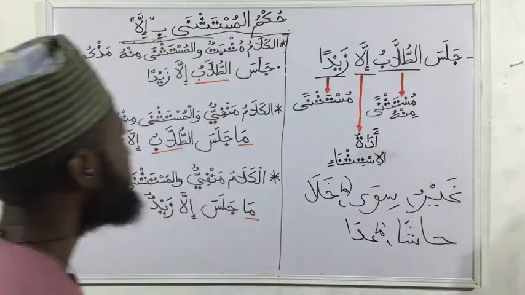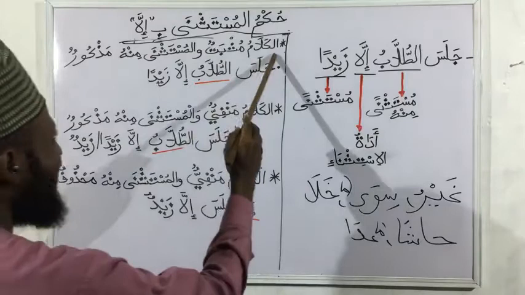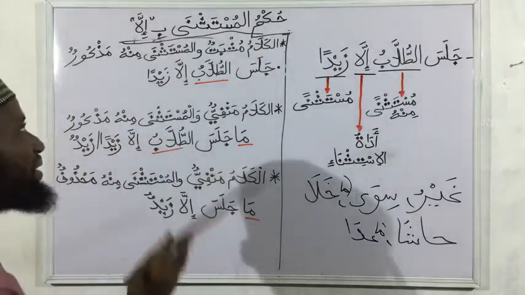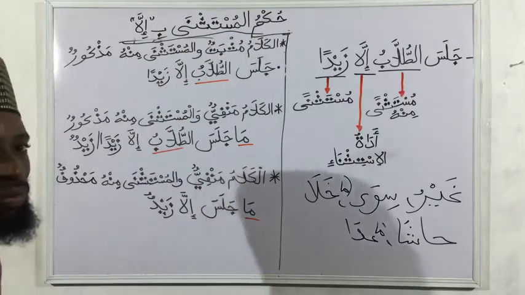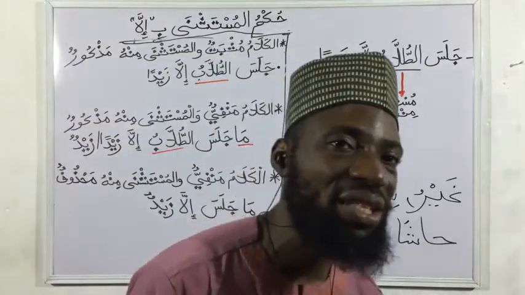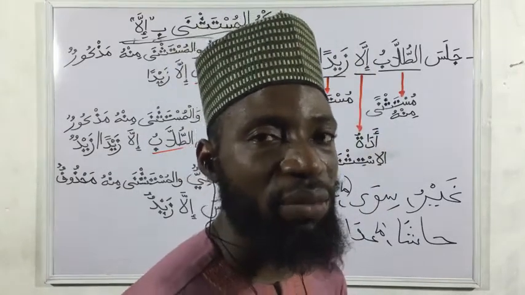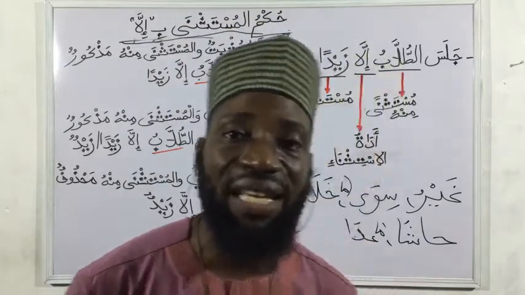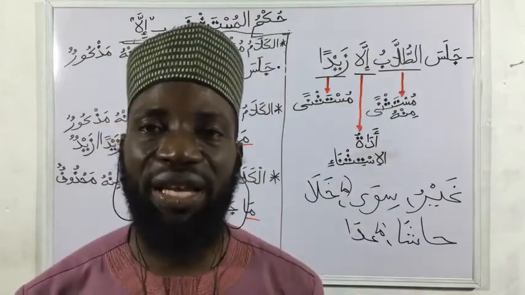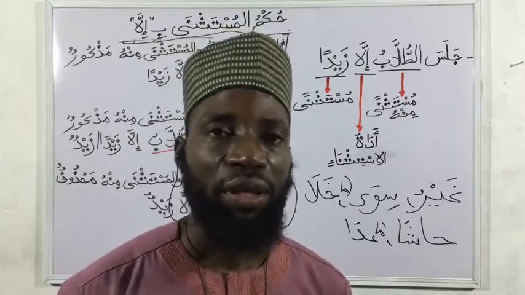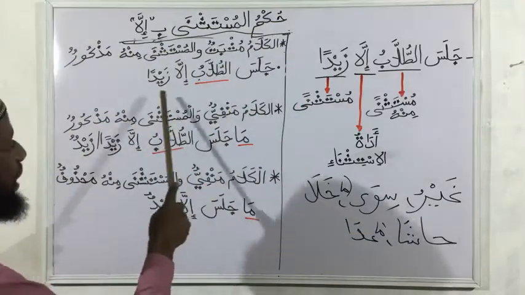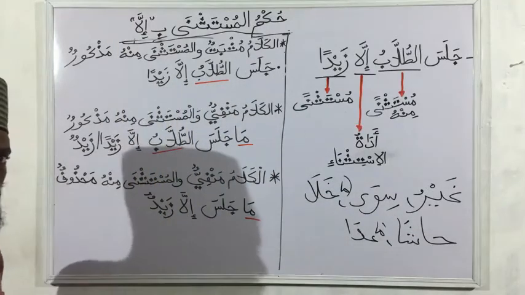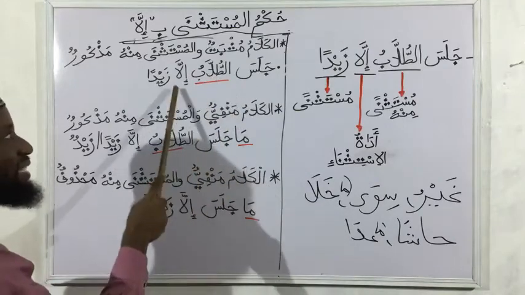We look at it in three ways. The first situation is al-kalamu muthbatun wal mustasna minhu madhkur. When your sentence is muthbat, what do you mean by muthbat? That means the sentence is not starting with a negation. So a muthbat sentence is a sentence that is not starting with a negation. For example, I say Jalasa Zaidun. There's no negation there. Zaid sat. Do you get? So look at this statement: Jalasa tulabu illa Zaidan. Zaid too is among the students. Do we get now? All the students sat except Zaid.